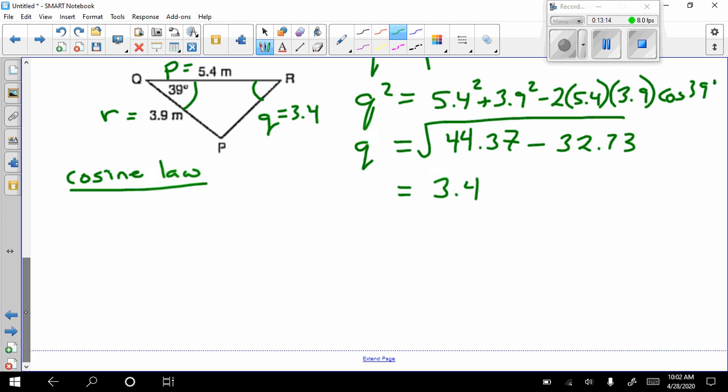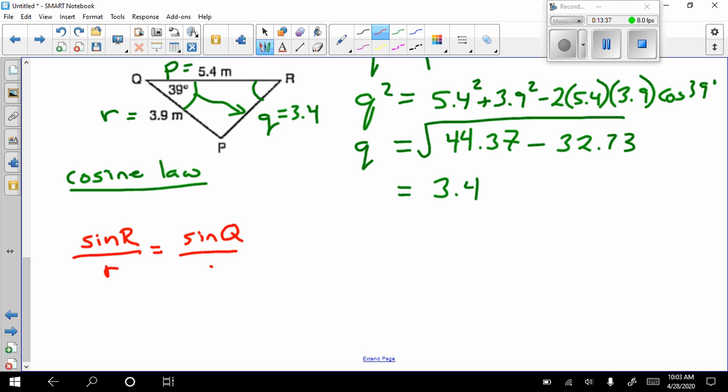Now that I know little q, I have a set of opposites, and so I can use sine law. So watch how I'm going to do this. I'm going to write sine law like this. It doesn't matter which one we write on the top, so I'm going to go sine r over little r is equal to sine q over little q is equal to sine p over little p. Again, it doesn't matter whether we write the lengths on the top or the angles on the top, as long as we're consistent. So now I'm going to sub in.